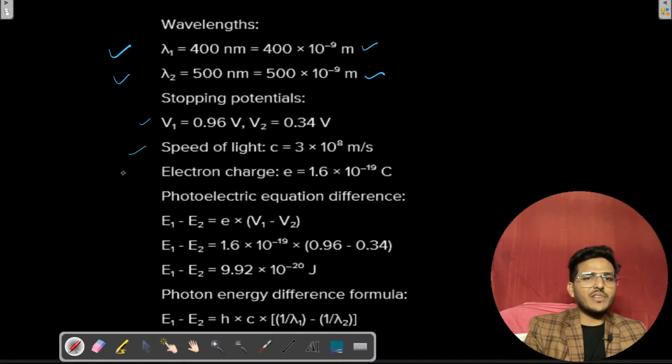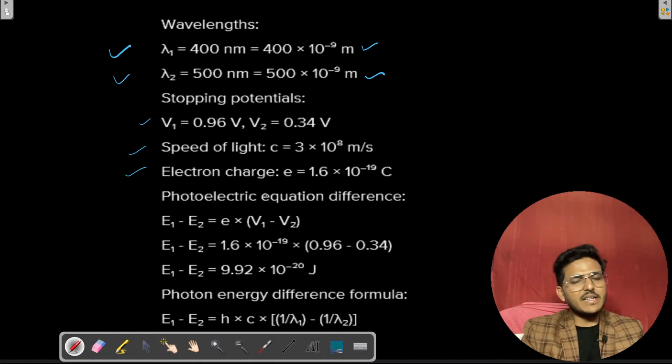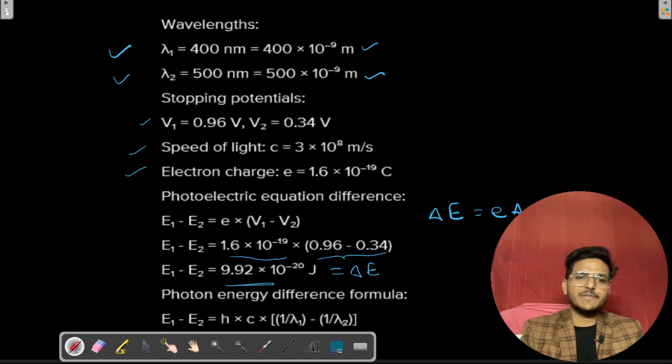Now, speed of light and the energy of charge are given, right. Photo equation: E1 minus E2, this is del E, which equals e del V, right. Del E means E1 minus E2, which equals e times V1 minus V2. This is given in the question. This one is also given in the question. That is E1 minus E2, that is 9.92 into 10 to the power minus 20.